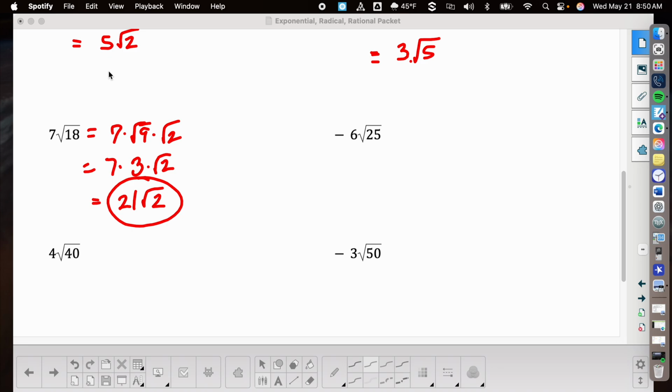4 root 40. Let's go with Tegan. 4 root 40. And negative 3 root 50, Maddie. You can be in charge of negative 3 root 50. I wanted to let you guys know ahead of time so you could have time to ask people around you, etc. Yes, you can. Negative 3 root 50. Tegan, you also got lots of people around you too.